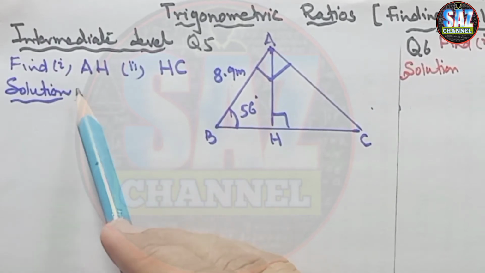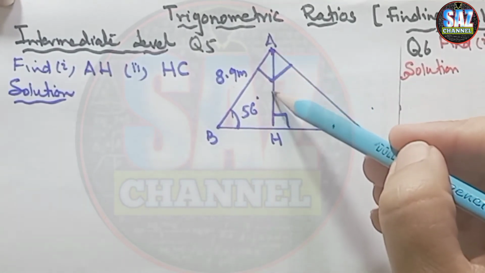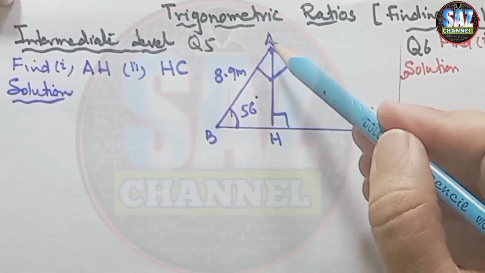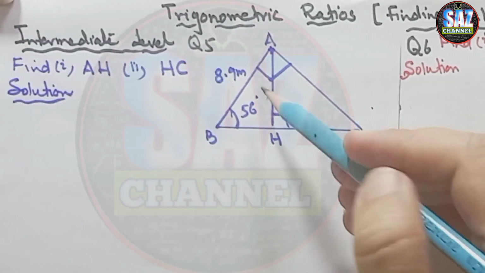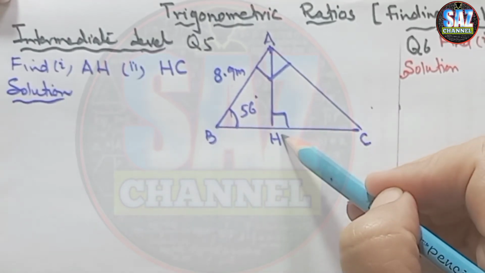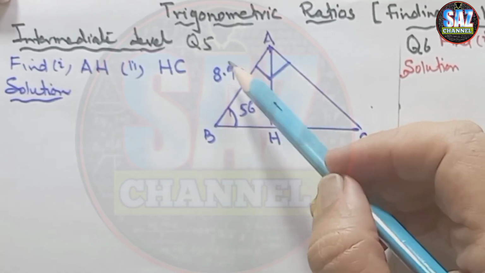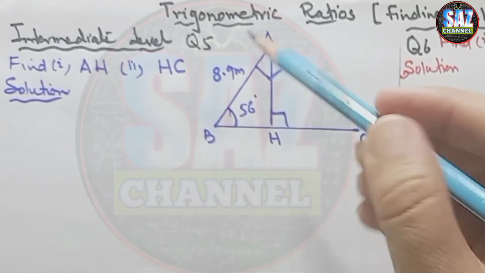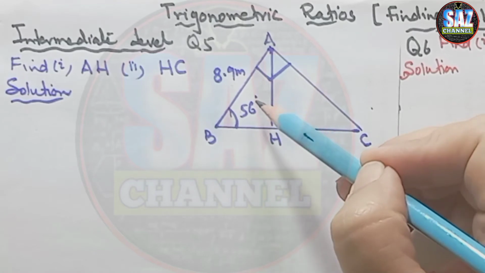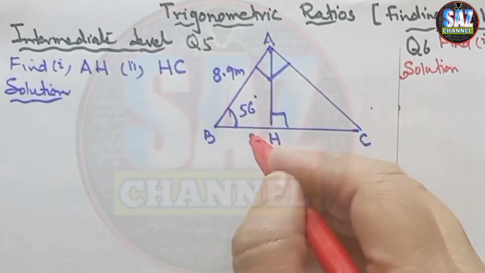The requirement of the question is AH. Now look at the diagram. We can see that AH is the common height between the triangles BAH and AHC. Now, how to find this AH length? If we focus our attention on triangle ABH, in this triangle, we are given one acute angle and we are given one side. So we have to decide, in order to find side AH, what is the reference of AH with 56, and what is AB, or 8.9 centimeter.